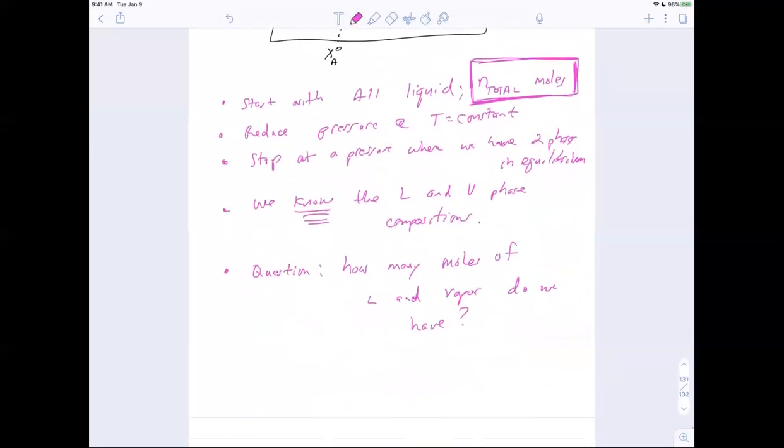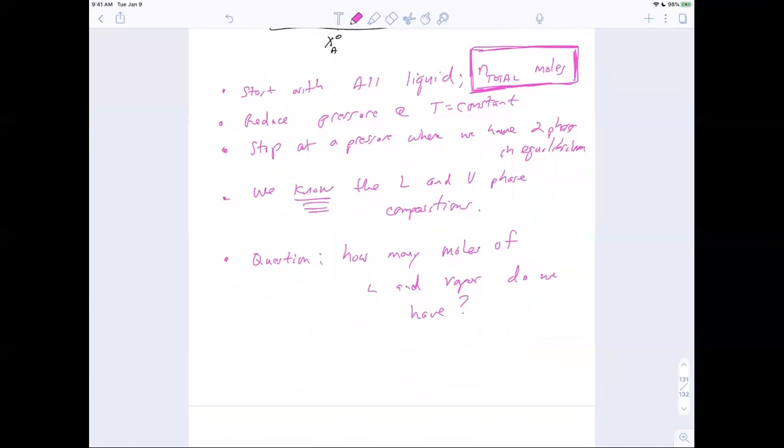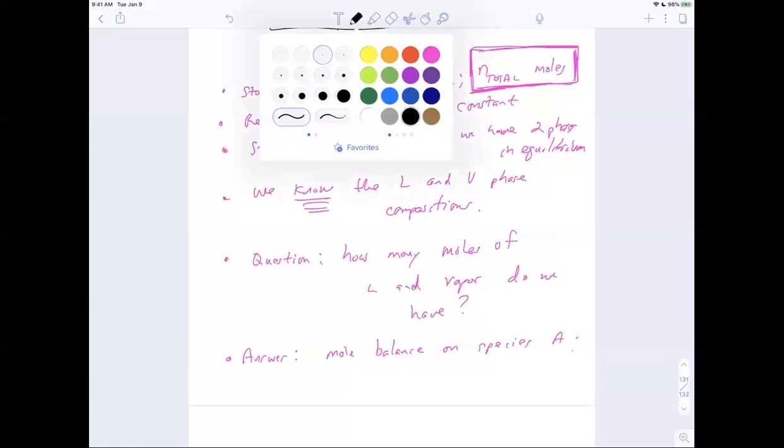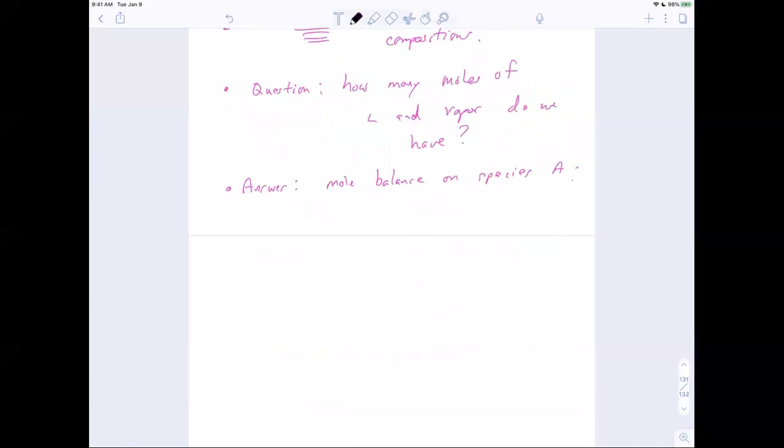So the question then is, how many moles of liquid and vapor do we have at equilibrium? To do this, we're going to do a mole balance on A. We could do B too, but we're dealing with A. So a mole balance on species A, and once we do this, we'll get the answer. Okay, so let's start the analysis. It's very simple.